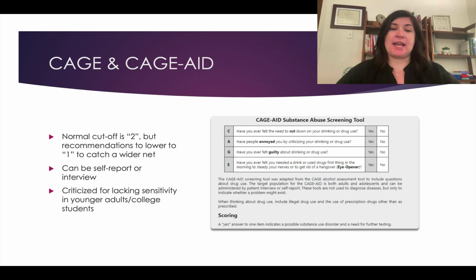First, we're going to go over the CAGE. It is one of the most commonly used ones because it's very short. There are just 4 questions and they're yes or no. The normal cutoff is 2, but there have been recommendations to lower it to 1 in order to catch a wider net of individuals that might have potential alcohol use. It can be used as self-report or in an interview style. However, it has been criticized for lacking sensitivity in younger adults and college students.